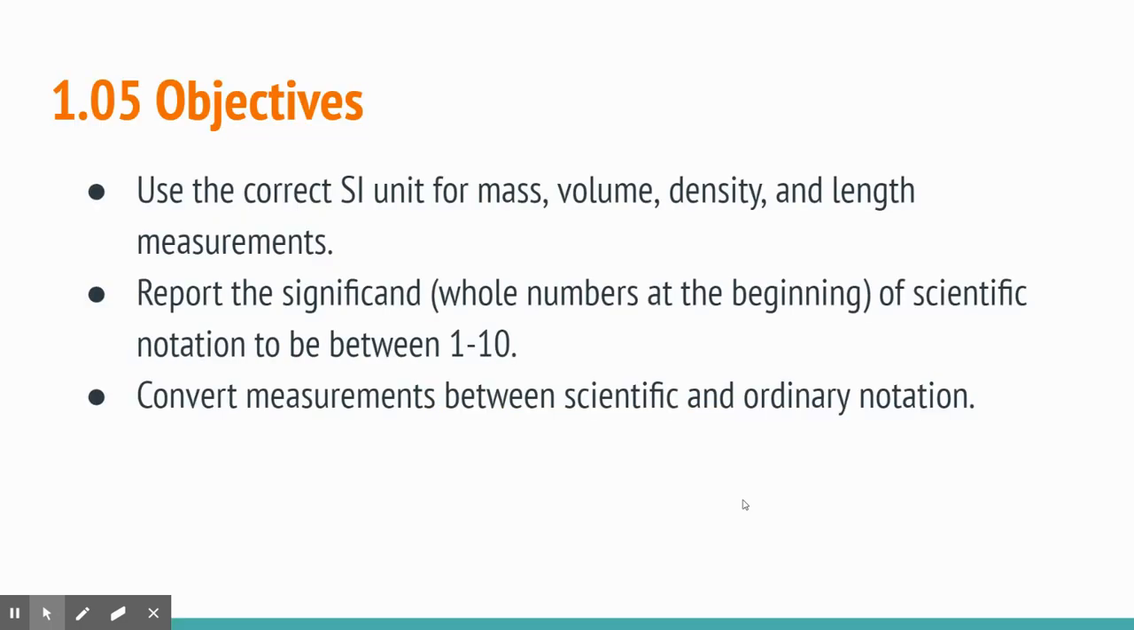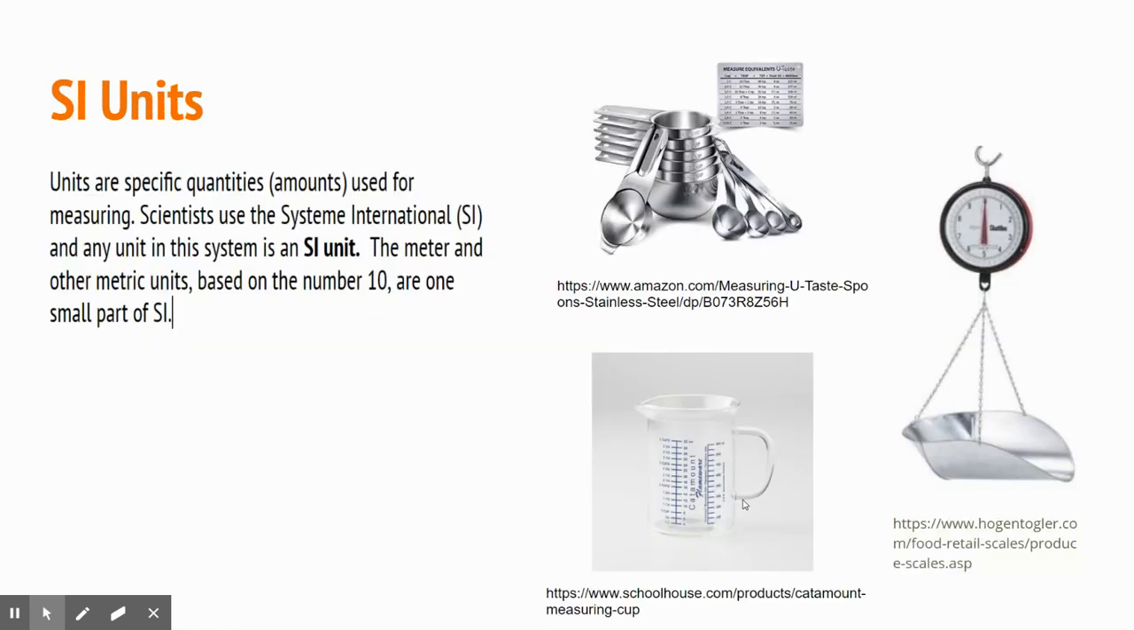Let's get started. The 1.05 objectives are to use the correct SI unit for mass, volume, density, and length measurements, report the significand, which is the whole number at the beginning of scientific notation, to be between 1 and 10, and convert measurements between scientific and ordinary notation.